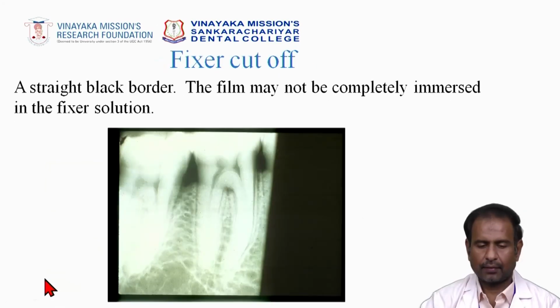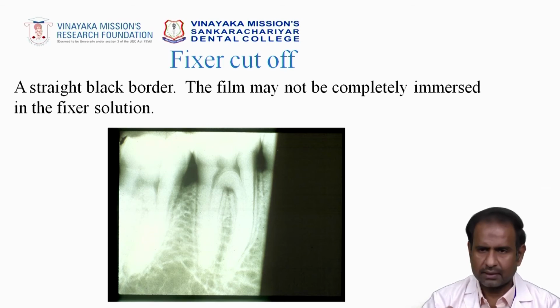Then fixer cutoff: the straight black border. The film may not be completely immersed in the fixing solution. During the fixer time, the film is not completely immersed in the fixing solution. Part of the film is immersed, and part of the film is not immersed in the fixing solution. That area will cause the black line, black area.